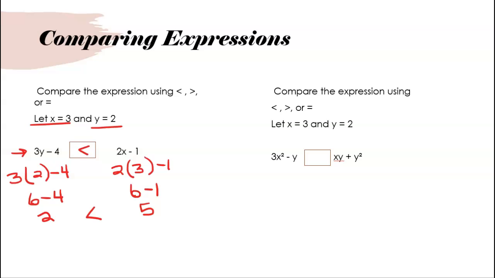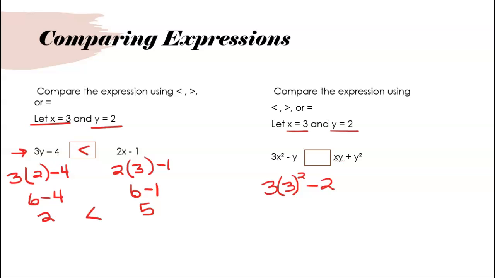Let's do one more. Let x equal 3 and y equal 2. Same as we did over on the other slide. So let's substitute our x and our y into our original problems. On the left-hand side expression, we have 3 times x squared, 3 squared, minus y, which is 2.